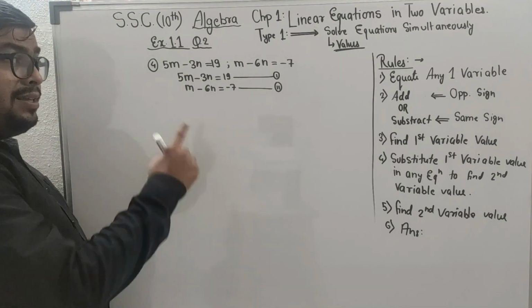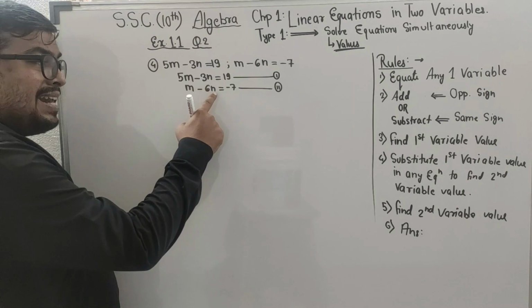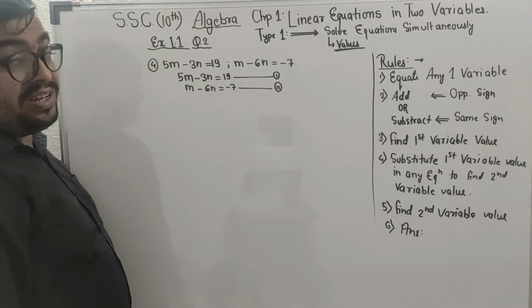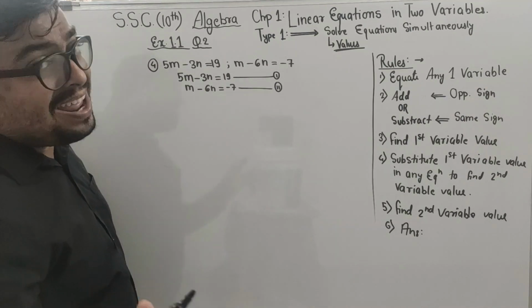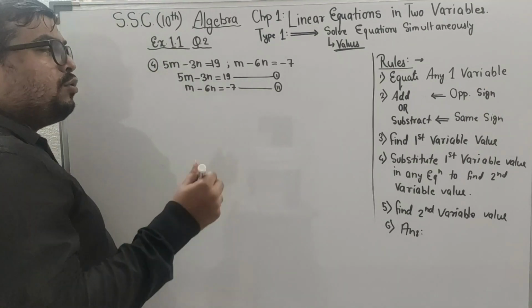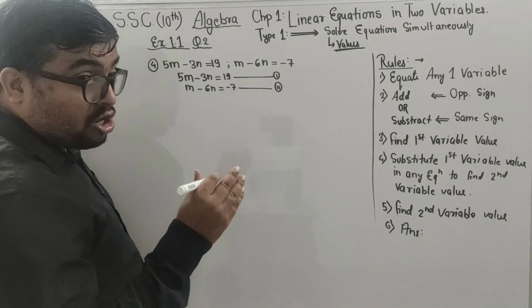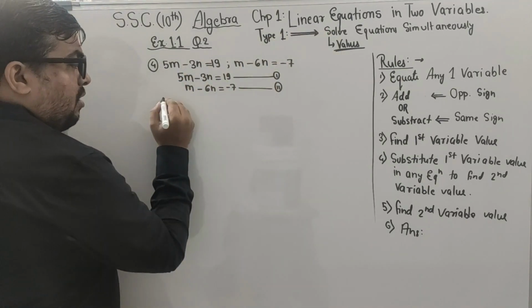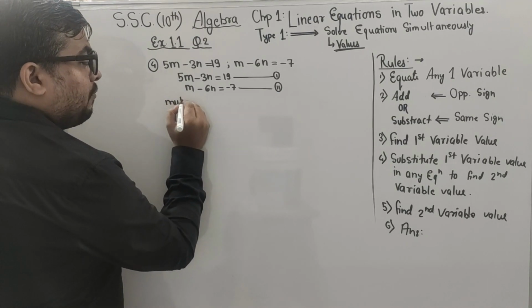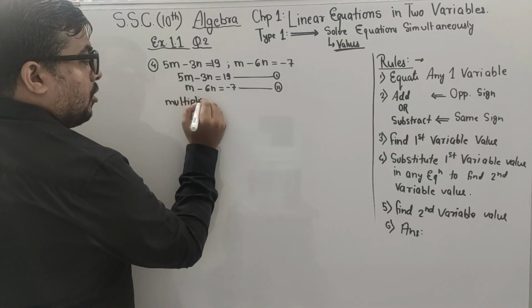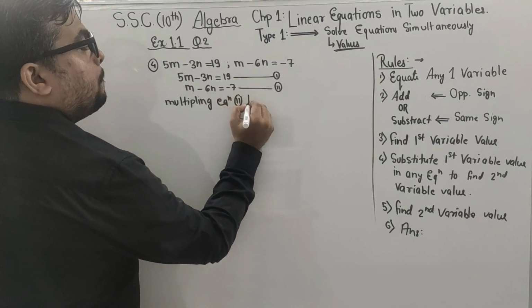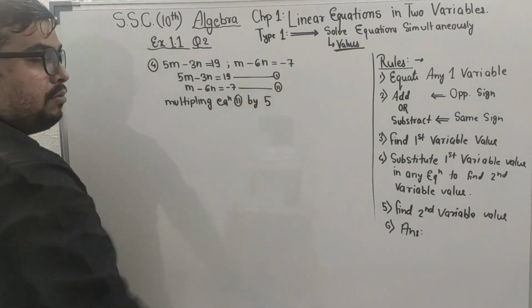Students, in this case, m and n, none of the variables is equated. आपको कुछ भी इक्वल करके नहीं दिया बेटा. So you have to equate, similar to question number 2. Okay. Now, please pay attention over here. I am multiplying equation 2 by 5.